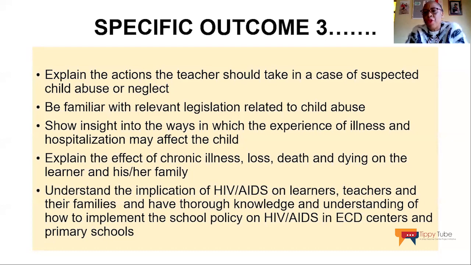These topics are also good for you as a parent, as an aunt, as an uncle, as a father. Explain the effect of chronic illness, loss, death, and dying on the learner and his family, especially on the learner. They will have to come to terms with death at some point. They might also be suffering from chronic illness, or their loved ones. You should have insight on how to deal with that situation.